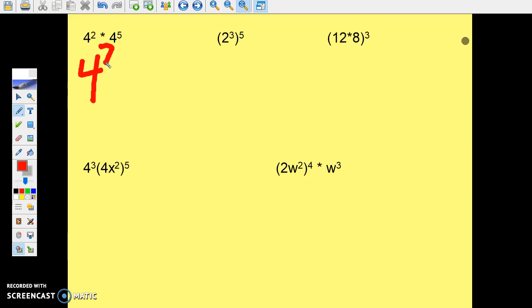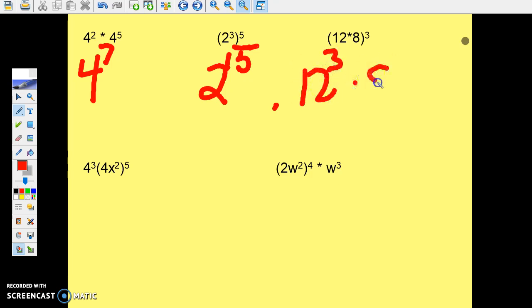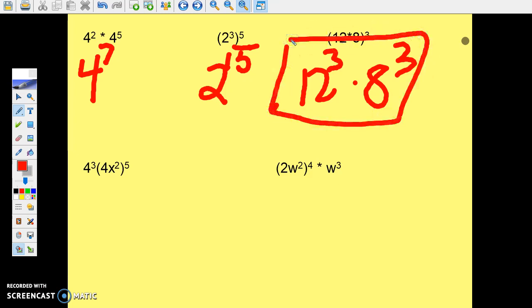Now my second one, I have a power to a power. I have 2 to the 3rd being raised to the power of 5. In this situation, I have a power to a power, so I multiply, so this would become 2 to the 15th. And then the last one, this is where we distribute that exponent to everything inside the parentheses. So you would have 12 to the 3rd power times 8 to the 3rd power. And then your answer is 12 to the 3rd power times 8 to the 3rd power.